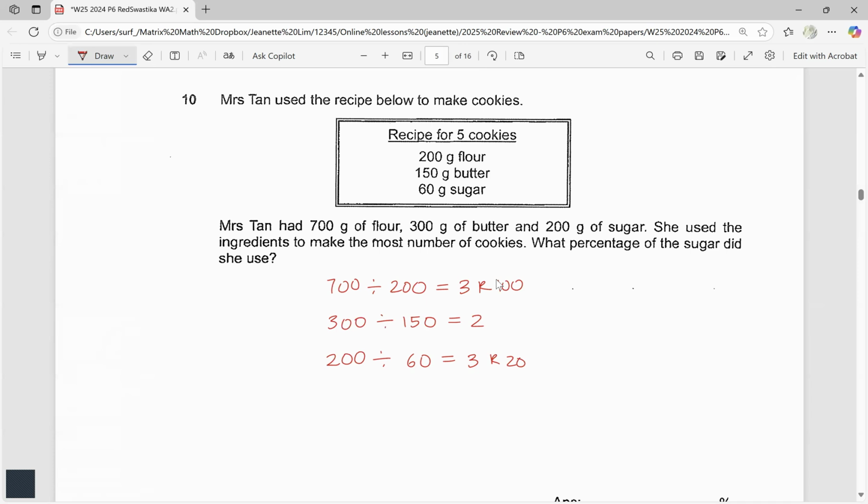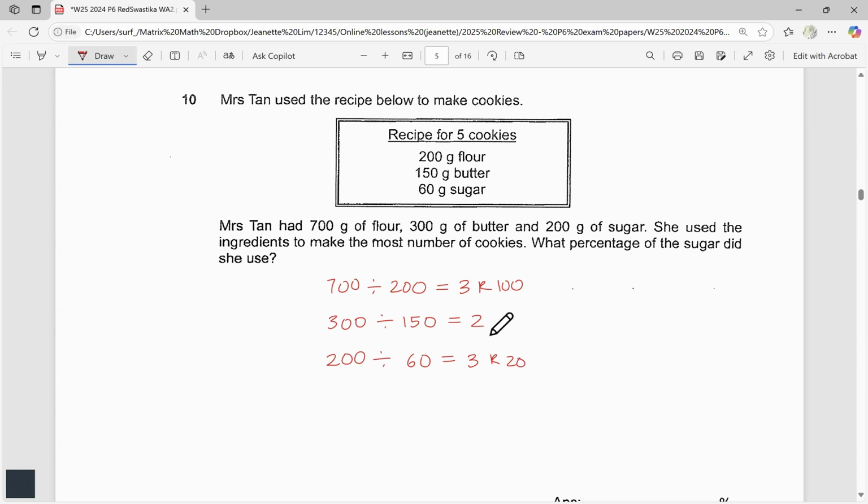Okay, we're not done yet. So this only shows you how many groups you can get at most from each of the ingredients. Now, let's say the flour can give you a maximum of 3 groups. Are we able to make 3 times of this recipe for 5 cookies? No, you wouldn't, because you wouldn't have enough butter. So it is the butter that is limiting how much Mrs. Tan can make. So the most she can make will be 2 groups of 5 cookies.